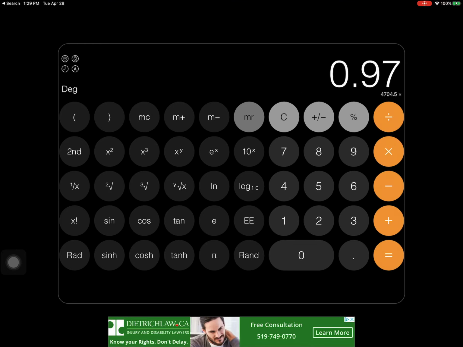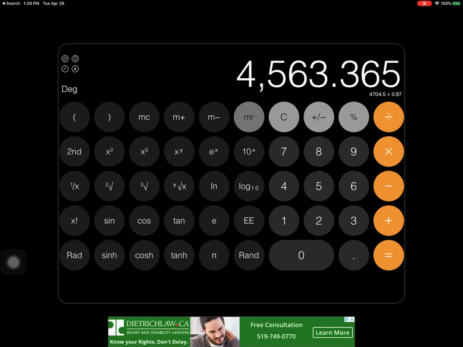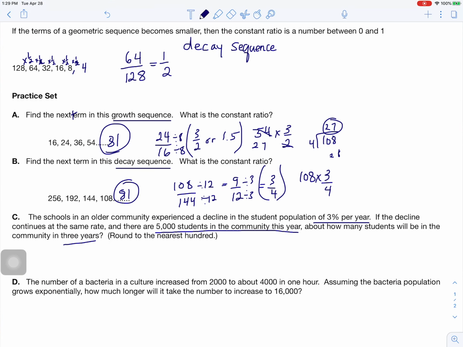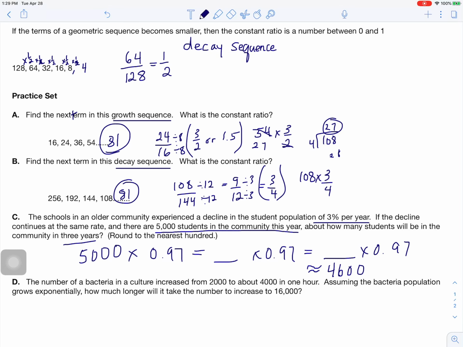Year 2, year 3. So if we have to do it to the nearest 100, it says. So we have 4563. We look at the 6, and we say we have to round up. So our answer would be 4,600. So just to summarize, you go 5,000 times 0.97 equals, times 0.97 equals, times 0.97, and you get an answer of 4,600. So we're looking at roughly 4,600.